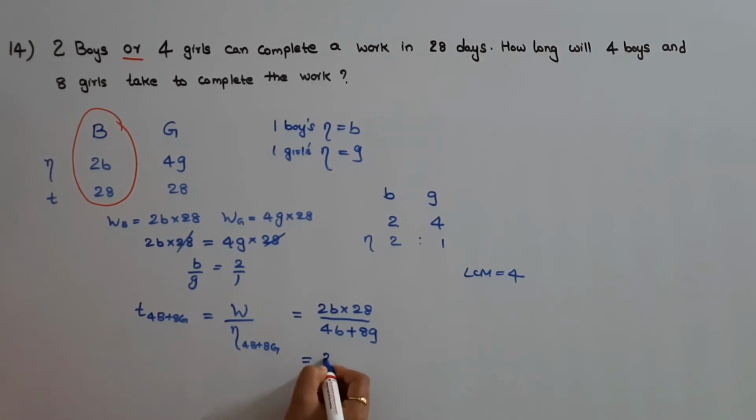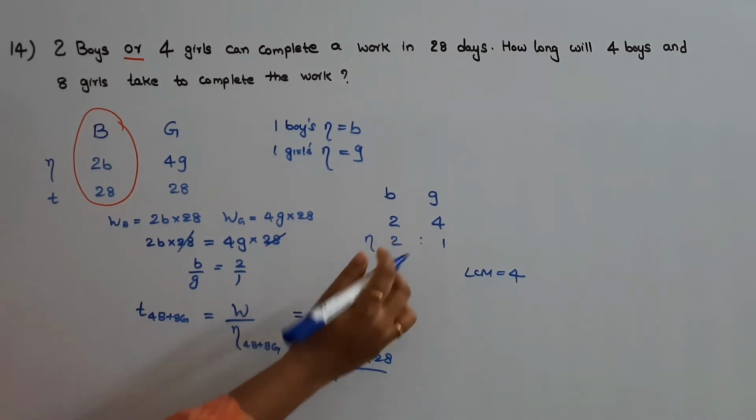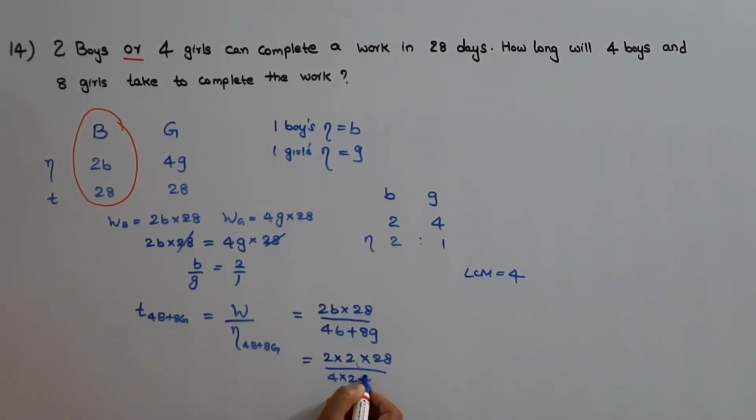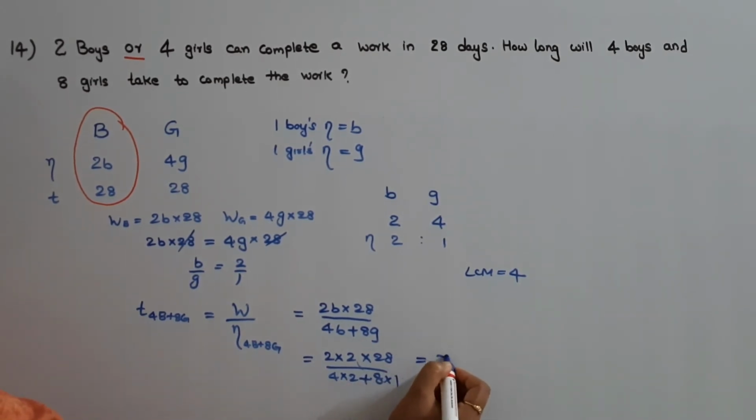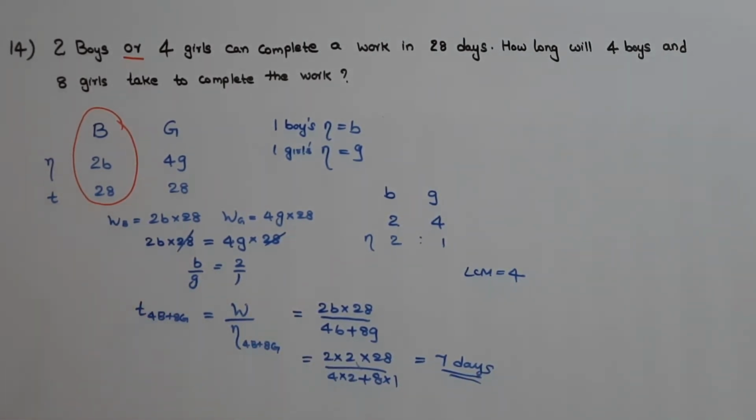Now substitute the value of this B and G efficiencies we have already found as 2:1. Substituting the values, 2 into B is 2 into 28 divided by 4 into B is 2 plus 8 into G is 1. By solving this, we get 7 days. Hence the time taken by 4 boys and 8 girls to do the work is 7 days.